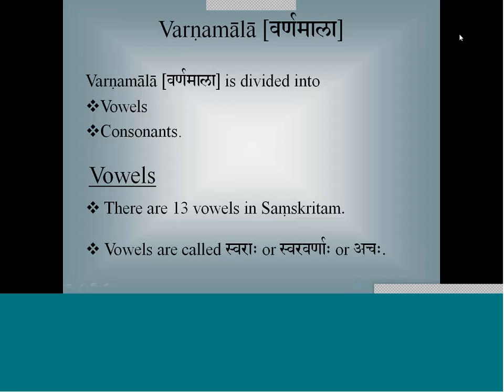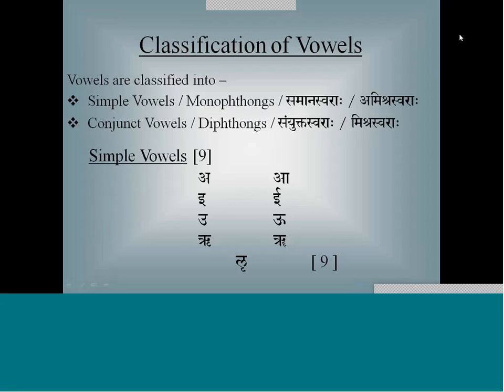Now let us know the Samskrtam name for vowels as Swaraha. Swaraha is Ekavachanam, that is singular. Swaraha is Bahuvachanam, plural. Swaraha, Swaravarnaha. And the vowels are classified into simple vowels and conjunct vowels. And we saw the simple vowels, the 9 simple vowels.